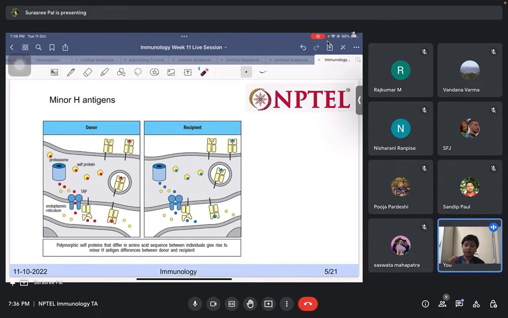And the response to these minor histocompatibility antigens is very similar to what happens in case of viral infections. Whereas any antiviral response eliminates only infected cells, with these minor H antigens the graft is totally destroyed in response, right? So that causes the rejection of the graft.